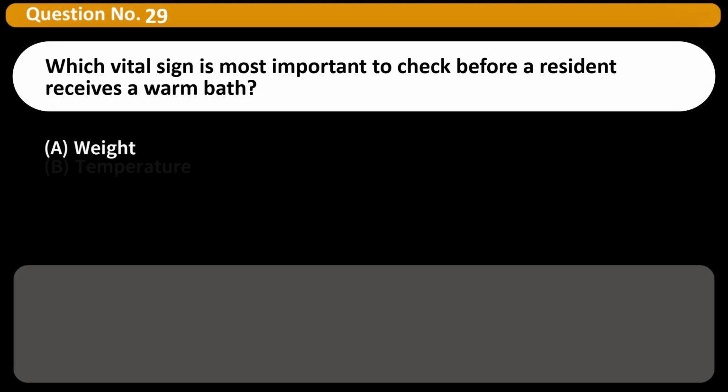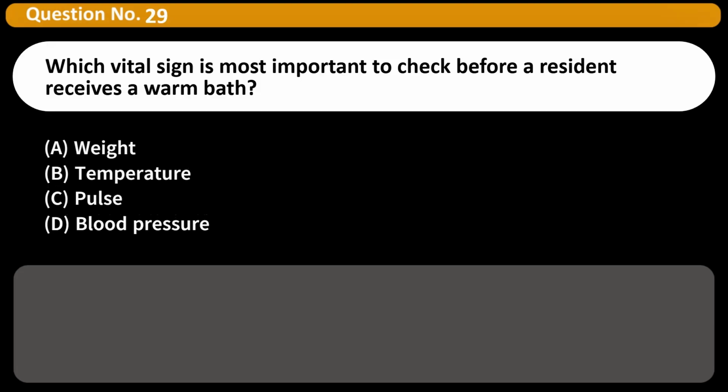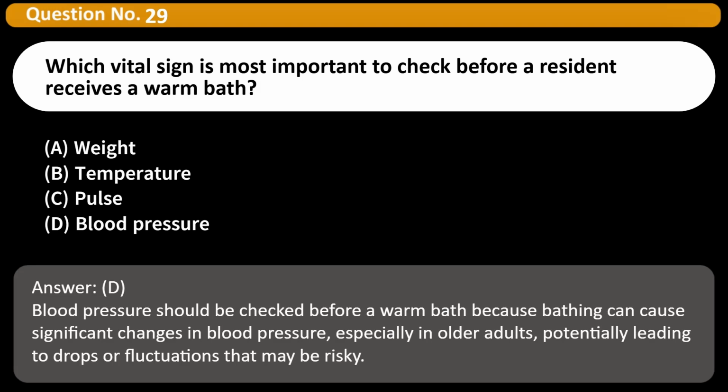Which vital sign is most important to check before a resident receives a warm bath? A. Weight. B. Temperature. C. Pulse. D. Blood pressure. Answer: D. Blood pressure should be checked before a warm bath because bathing can cause significant changes in blood pressure, especially in older adults, potentially leading to drops or fluctuations that may be risky.